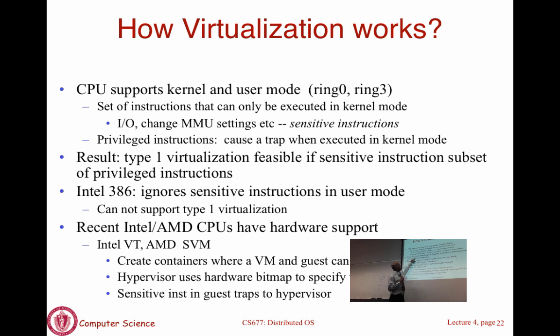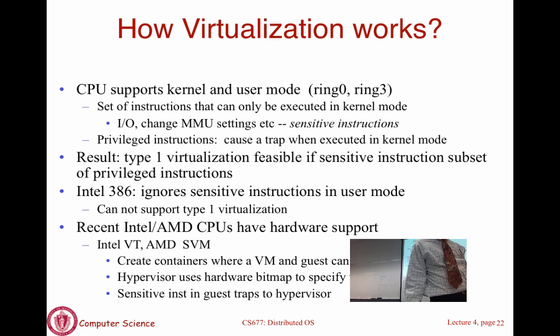So if you have type 1 virtualization, which is bare metal hypervisors, type 1 virtualization can be implemented, or is feasible, only if your sensitive instructions, which are your kernel mode instructions, are also privileged instructions, which means every instruction in the kernel mode also causes a trap. If your CPU enforces this property, only then can you implement type 1 virtualization.